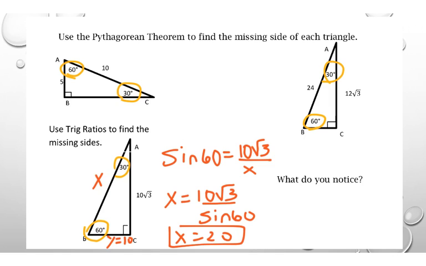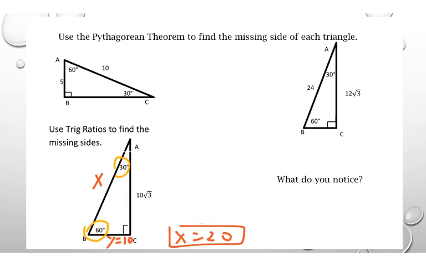So if we label all of the lengths of the sides, let me just take everything off and we're just going to label the sides.